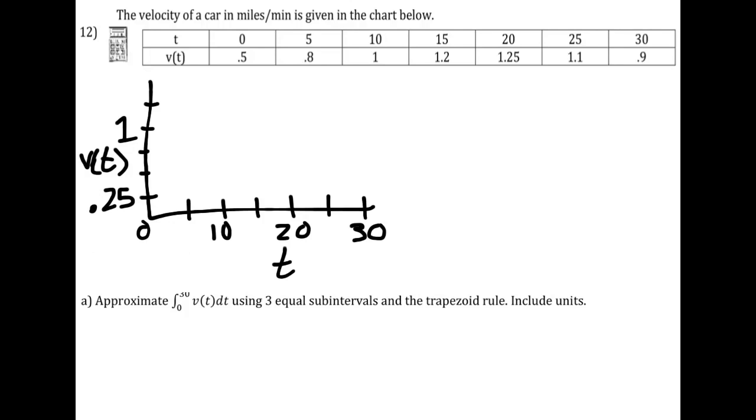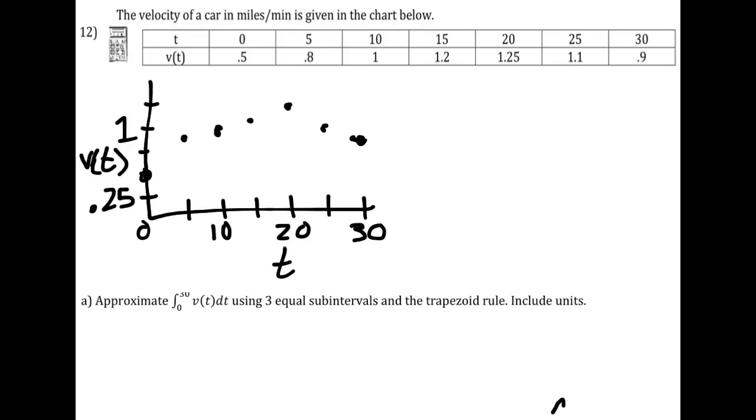So at 0, I'm up at 0.5, so I'm right there. At 5, I'm at 0.8, so I'm just a little shy of there. At 10, I'm up at 1, so I'm a little bit higher now. 15, 1.2, a little bit higher again. And then 20, I'm up at 1.25, so all the way up there at that fifth tick mark. Then 25, back down to 1.1, so a little bit lower right there. And then finally 30, I'm down to 0.9, so something like that.